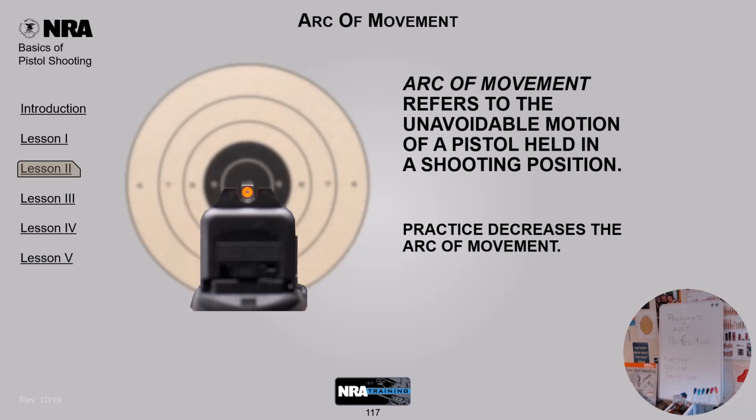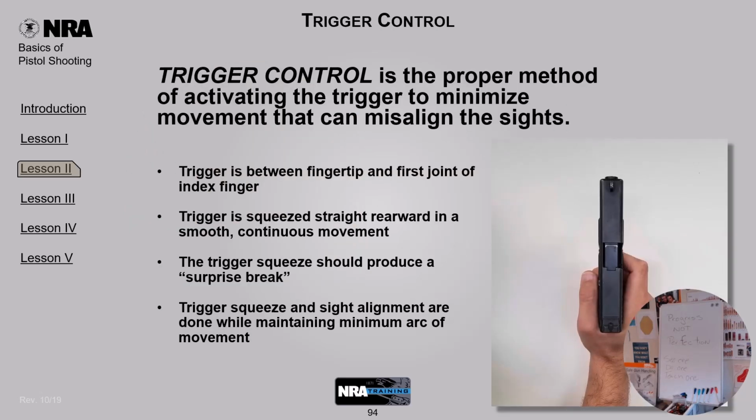So again, while you're taking the test, remember that the arc of movement never stops. All right, trigger control is the proper method of activating the trigger to minimize movement that can misalign the sights. Your trigger is between the fingertip and the first joint. So here's my first joint, and here is the tip of my finger.